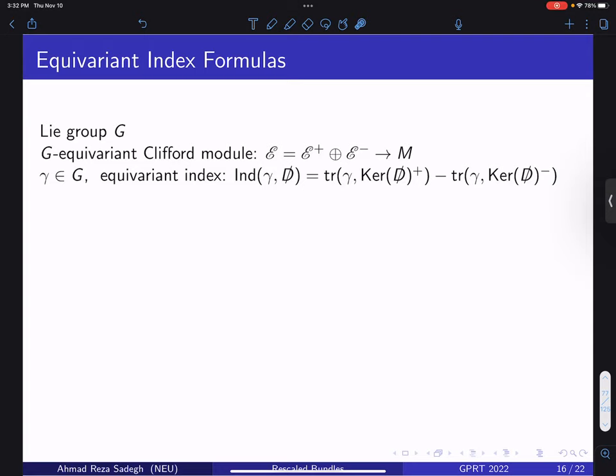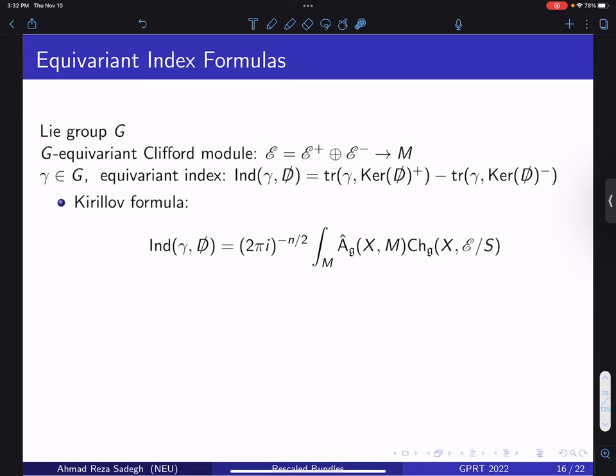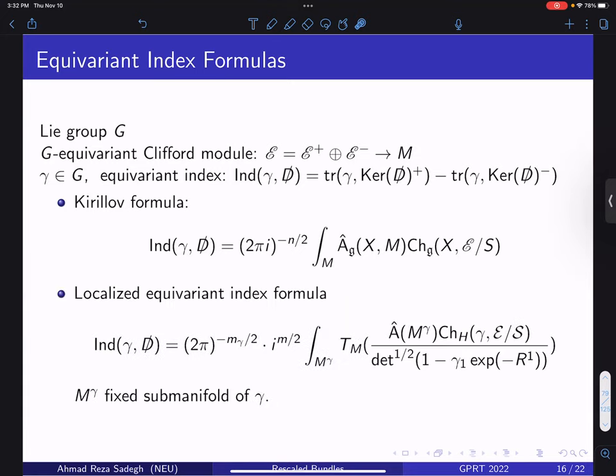To calculate this index, there are two types of formulas. What is known as the Kirillov formula is very similar to the Atiyah-Singer index theorem formula, where you have a generalization of the A-hat genus to an equivariant A-hat genus, and also a Chern character, which is also an equivariant version of it. There's also a secondary formula, which is a localized equivariant index formula. You give this formula as an integral over the fixed submanifold of the action of the element gamma that you started with. That gamma element acts on M and has a fixed submanifold associated with it, and you can localize the equivariant index to the calculation on that fixed submanifold.